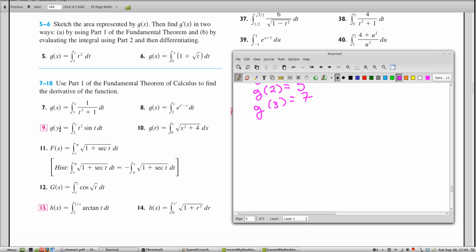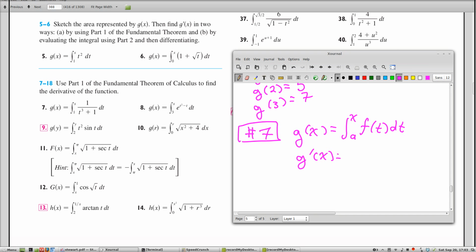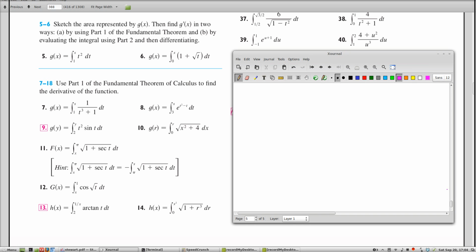Alright, so let's do number 7. So we're supposed to find the derivative, and if you read the fundamental theorem of calculus part 1, it says that if g of x is the area from a to x under the curve, then g prime is equal to f of x. So this is just what the fundamental theorem of calculus part 1, according to Stewart, says. Okay, so that's not controversial, and let's just use it.